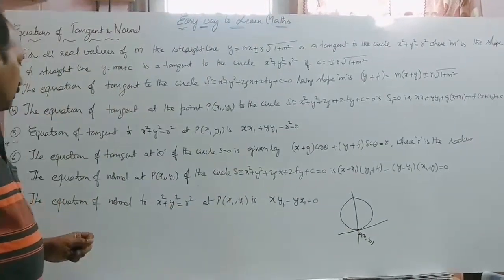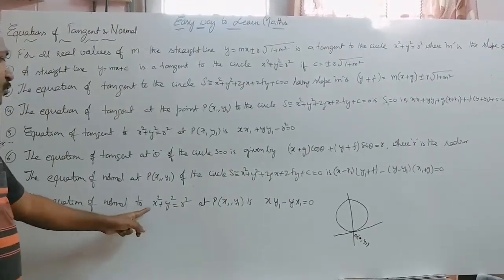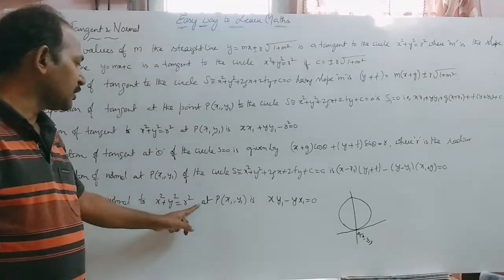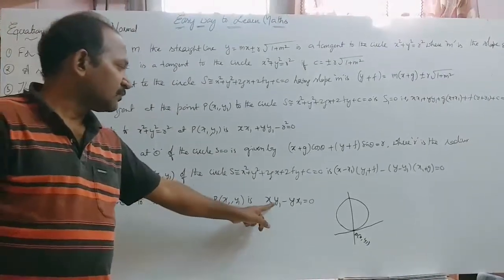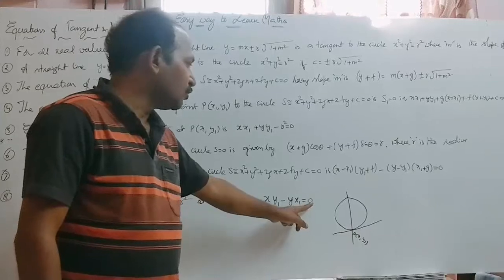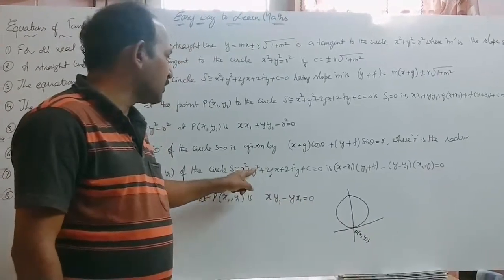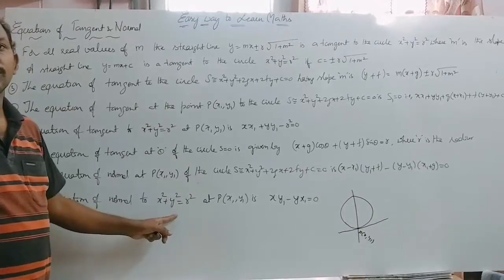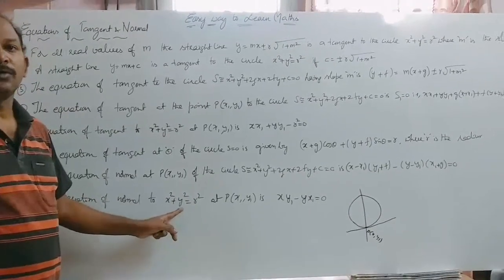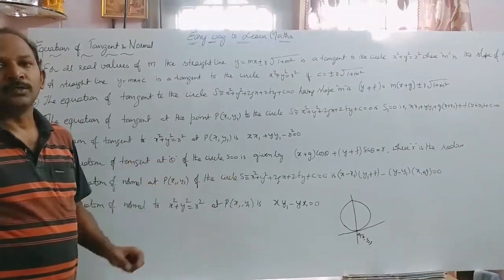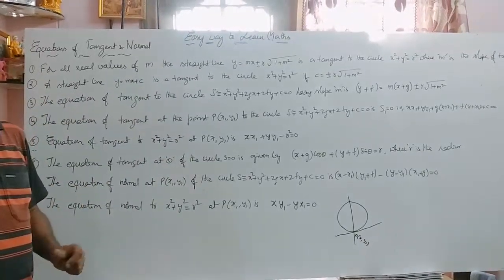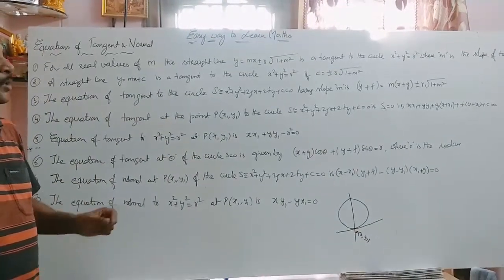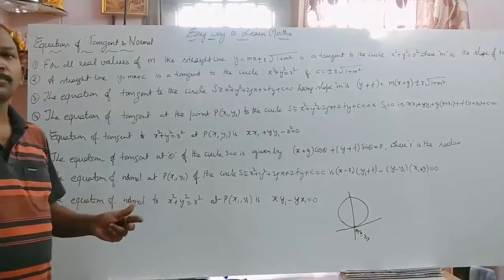Then again the equation of normal to x² + y² = r² at P(x1, y1) is x·y1 − y·x1 = 0, which is nothing but a special case of this formula. Here also the center is (0, 0), that is, in place of g and f you have to substitute 0, 0. These are the formulas for tangent and normal. By using these formulas, let us solve some problems.